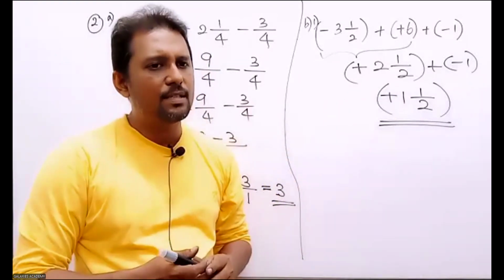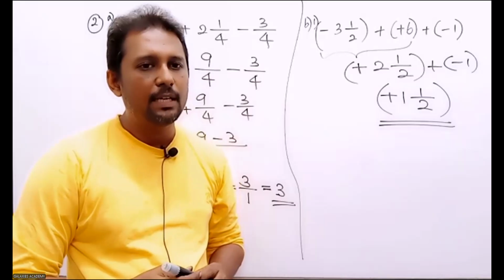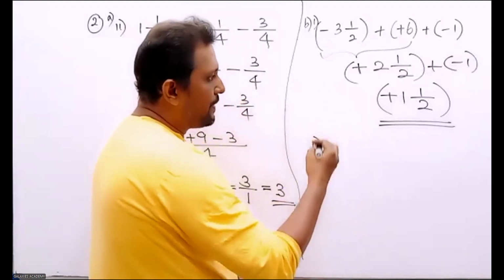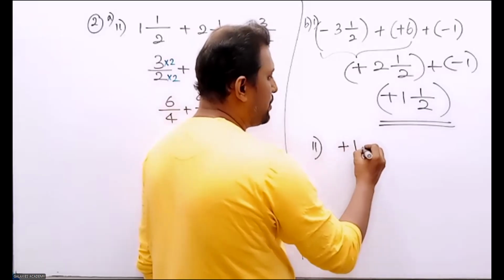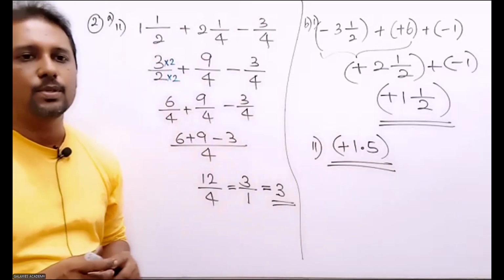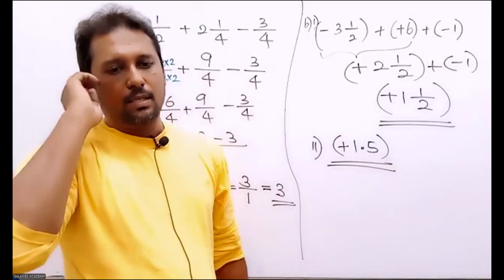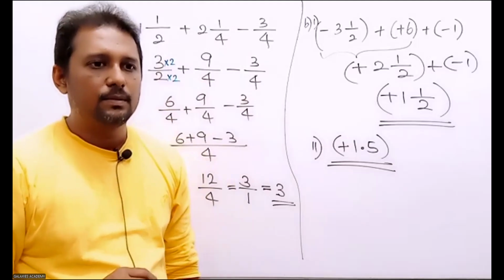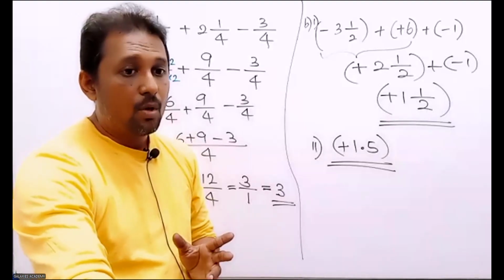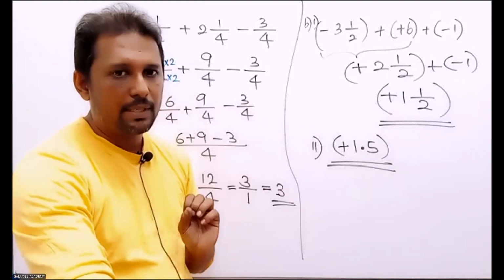1.5, what's the decimal number? 1 point which value? How do you write a half? 5. So the second part you can write 1.5. Again, no need to simplify it. You can convert this to positive 1.5. Positive, definitely write positive. These are directed numbers, so write them with positive and negative signs.